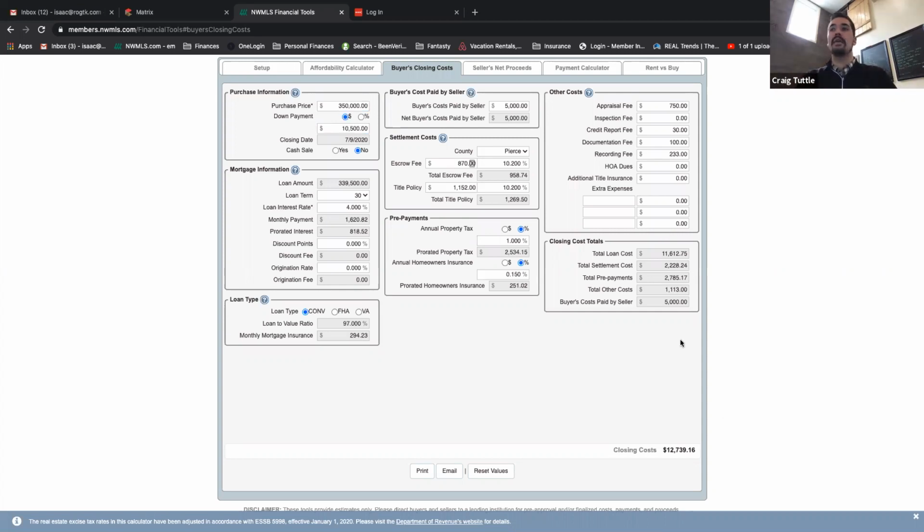This is an estimate. Okay, so then it takes your total loan cost, your total settlement cost, your total prepayments, total other costs, buyer's costs paid by the seller. So that's subtracting 5,000, and it gives you their total closing costs. So this would be the third tool I use, right? We start with the affordability calculator, then we go to the payment calculator, and now they're like, well, how much would it really cost? Like down payment, closing costs, and everything. Now you can go here and say, okay, $12,739.